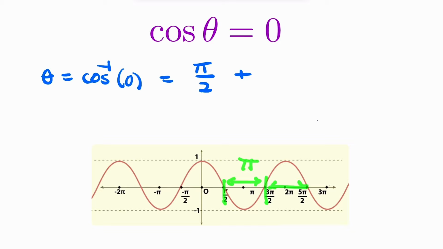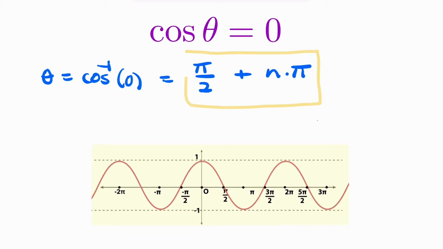And then this distance here is pi. So the distance between your solutions is pi. So you could say it's pi over 2 plus n times pi. And that's also a perfectly acceptable general solution. So this is probably the simpler way to write it. It's pi over 2 plus integer multiples of pi.